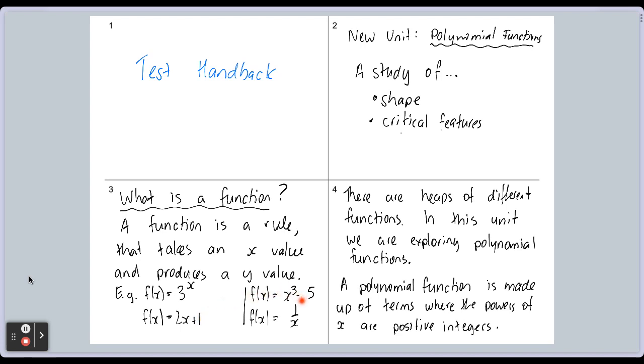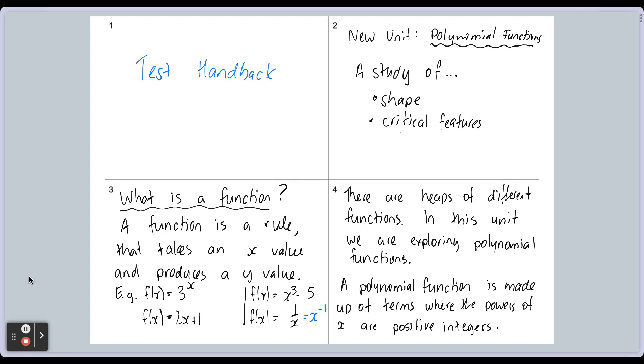This one here, is that a polynomial function? Yes, good. It's a polynomial function because the x power is 3. That's fine. The minus 5 can sit there as well. 1 on x, is that a polynomial function? No, it's not. And I'll explain why. I can change that to x to the minus 1. So if there's an x as a denominator, it's not a polynomial function. Okay? So that is not a polynomial function.